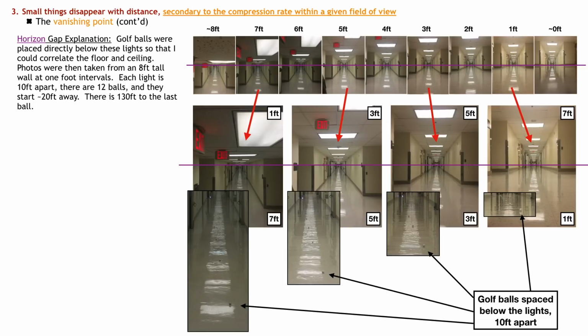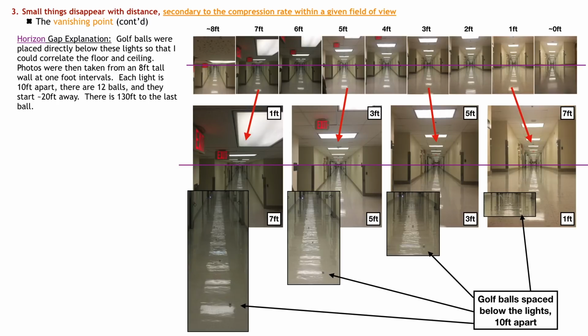So what I did was I took this long, roughly 450 foot long hallway, and I placed golf balls along the visual field within the hallway at 10-foot intervals. So golf balls were placed directly below lights that were also at 10-foot intervals so that I could correlate the lower visual field to the upper visual field. So the first golf ball that is visible was placed roughly 20 feet away from the observer position. And then after that point, they were spaced 10 feet apart, and they correspond to the lights above them, which are also spaced at 10 feet apart. So again, each light is 10 feet apart, and each ball is 10 feet apart.